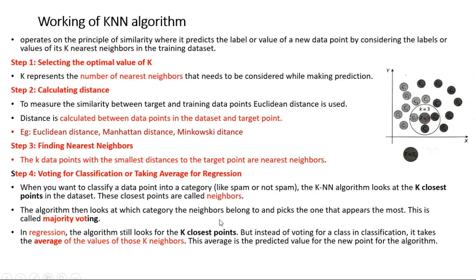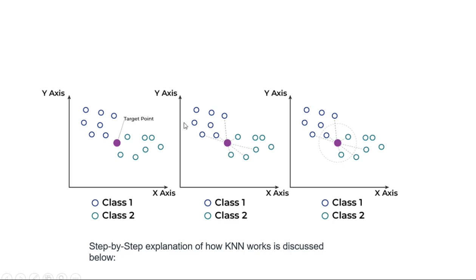So these are the 4 steps of the KNN algorithm. In this diagram you can see that the light blue is one class, class 2, and the dark blue circles are class 1. This is the target point. I am going to find the distance from this test point to all the data points, and depending upon the k value which is chosen, suppose k is 3, we take the 3 nearest neighbors based upon the smallest distance between the test point and the data points.